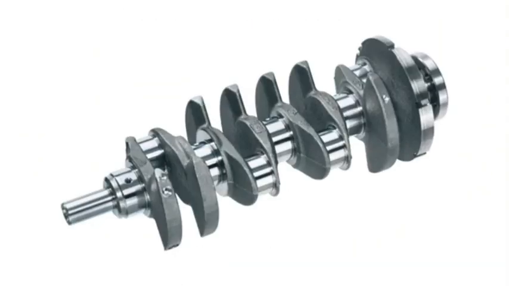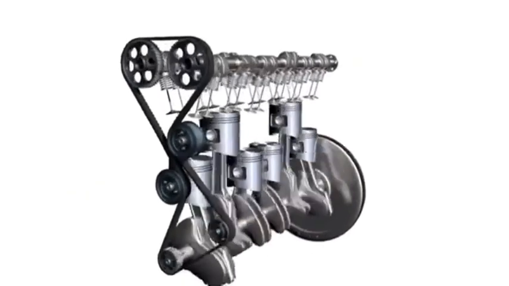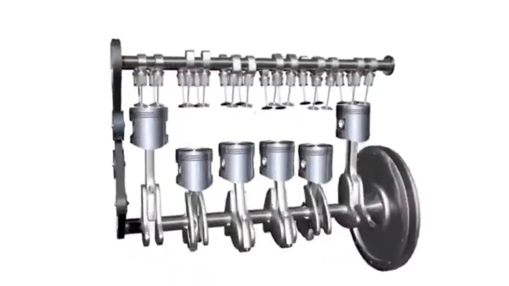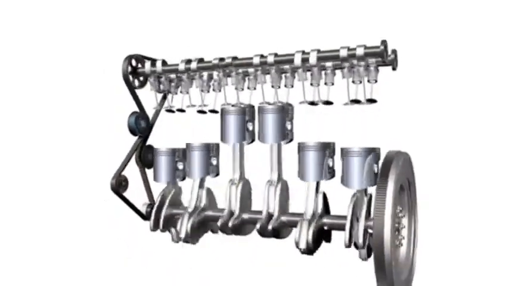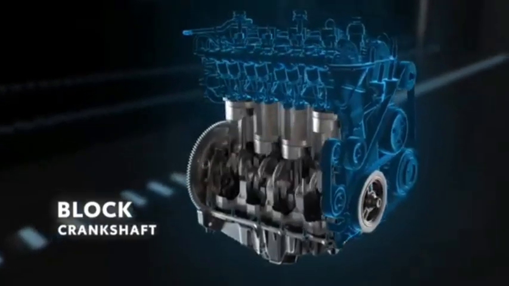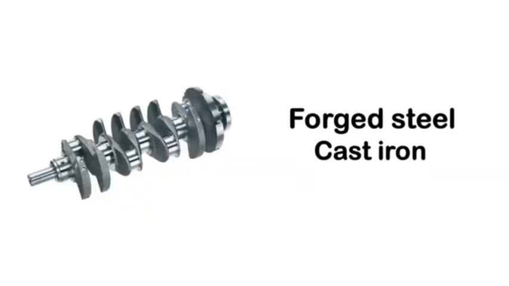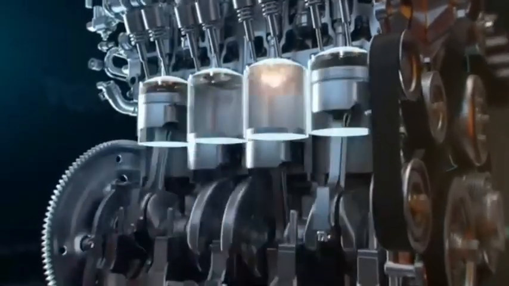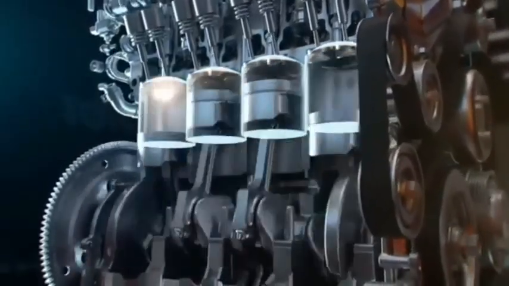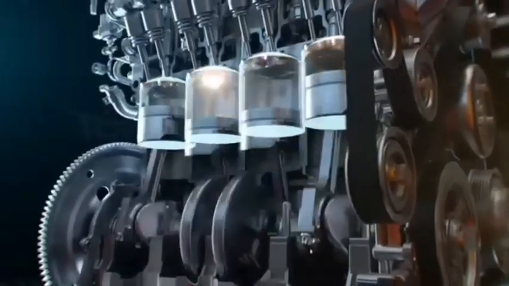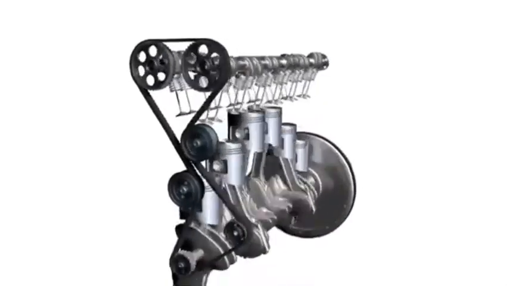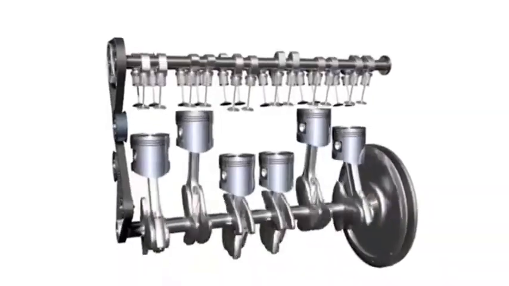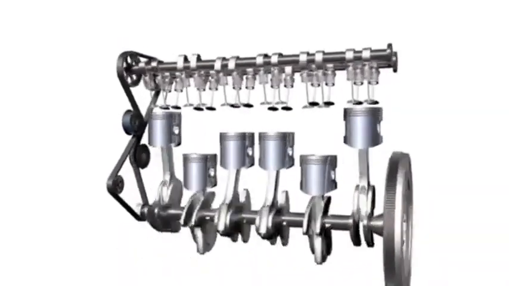The crankshaft is a major rotating component of an internal combustion engine that converts the reciprocating motion of the pistons into rotational motion that powers the vehicle's drivetrain. It sits at the bottom of the engine block, supported by main bearings. It's made from forged steel or cast iron. The crankshaft must handle extreme forces, heat, and high-speed rotation without failure, and is connected to each piston via connecting rods. As each piston is pushed down by combustion, the connecting rod turns the crankshaft, creating continuous rotation.